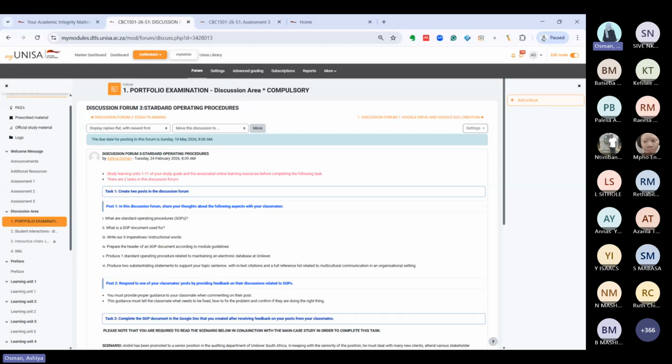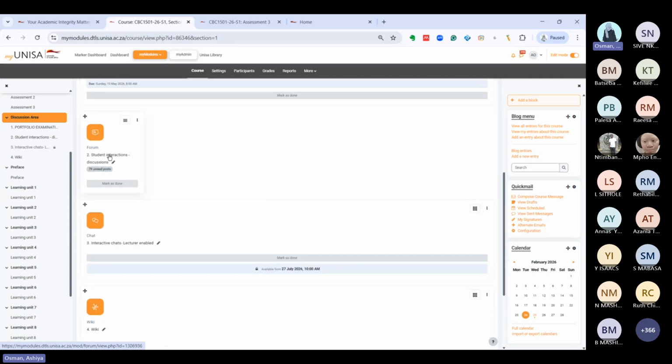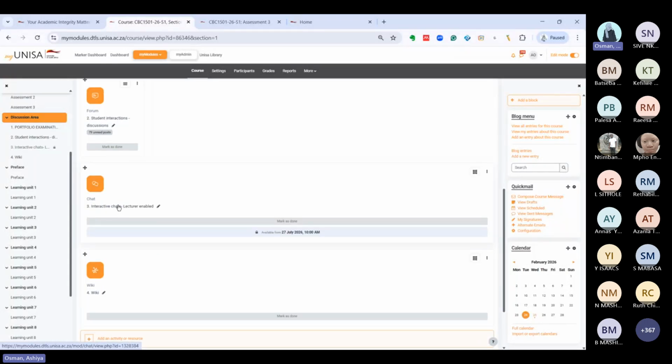I just want to go through the discussion area one last time. You saw that that one is exclusively for your portfolio discussions. This one is your student interaction. So you can post whatever you want to post, ask questions when something is due and whatever, all right? Now, this interaction, I'm going to create this interaction.